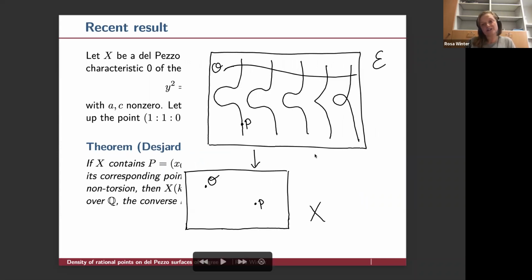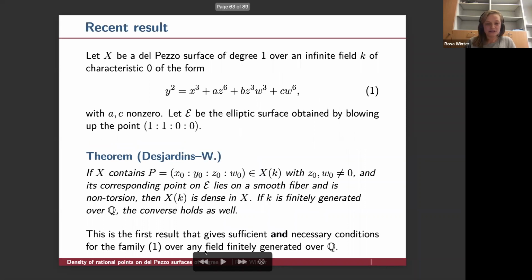Here's a picture that shows what I just said. This is the point that I blow up to get this elliptic surface with the section. The requirement is we have one other rational point that lies on a smooth fiber here and has infinite order. And this fiber is not above (0, 0), so Z and W are both non-zero. This is the first result that gives sufficient and necessary conditions for this family over any field that's finitely generated over Q. So that is really nice about it.